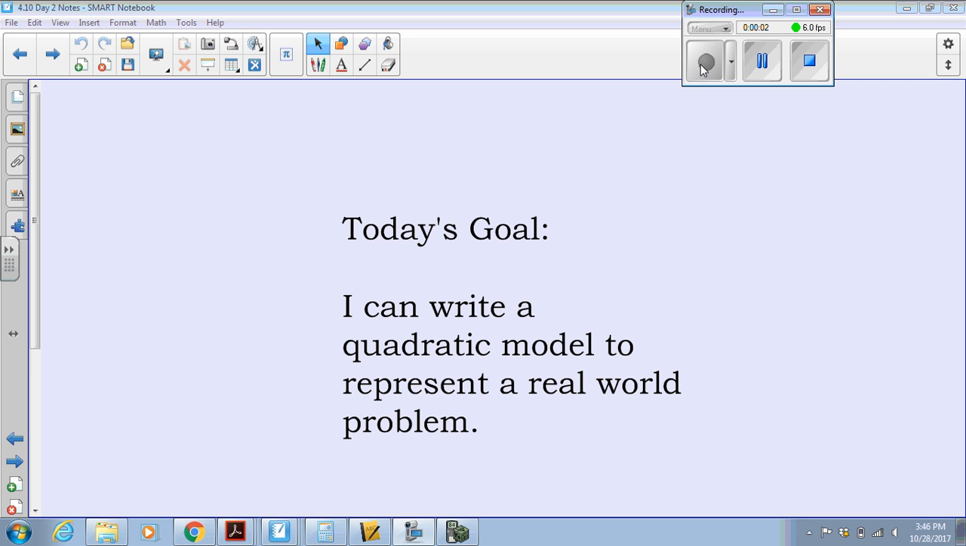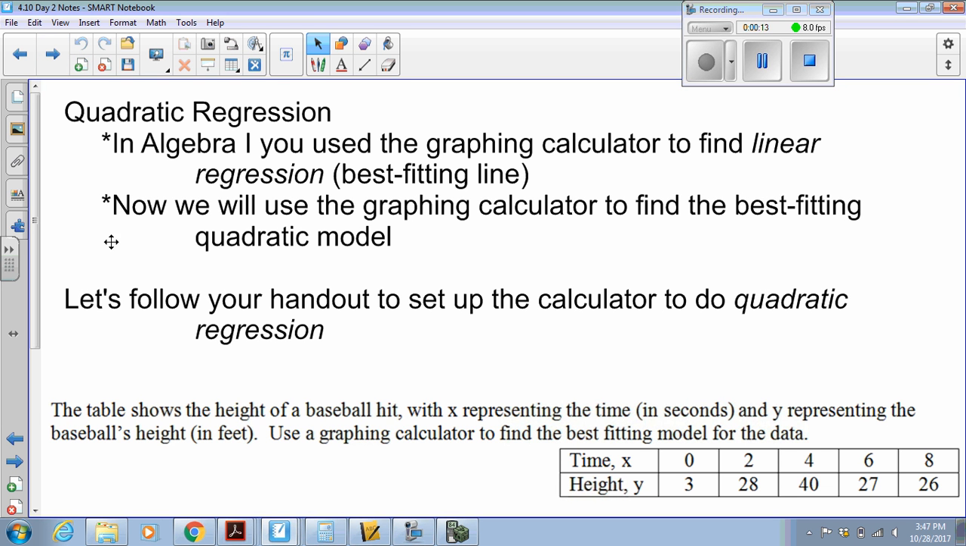So this video is for the 4.10 Day 2 notes. What you're going to do is write a quadratic model to represent a real-world problem. So today you're going to be doing quadratic regression. And in order to do this, you will need a graphing calculator.